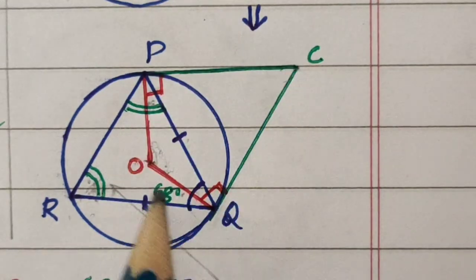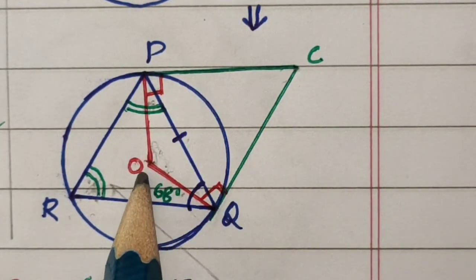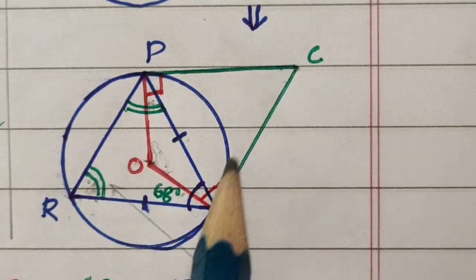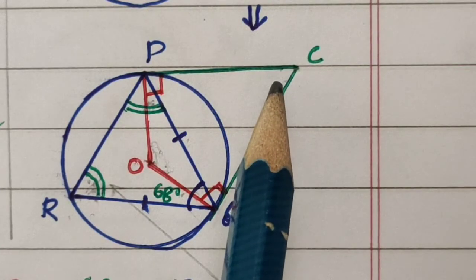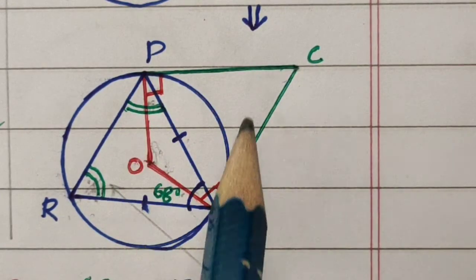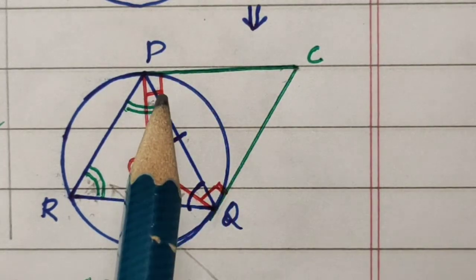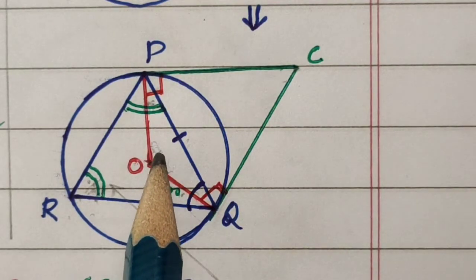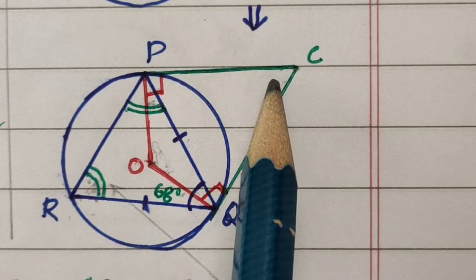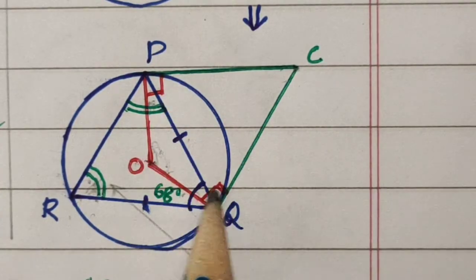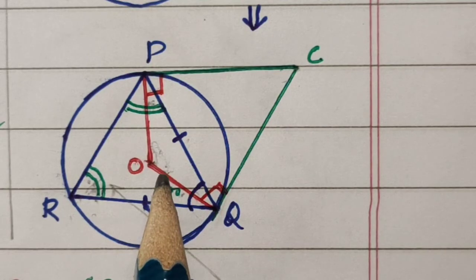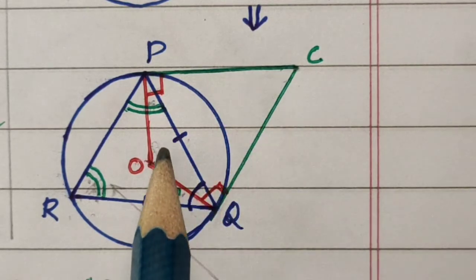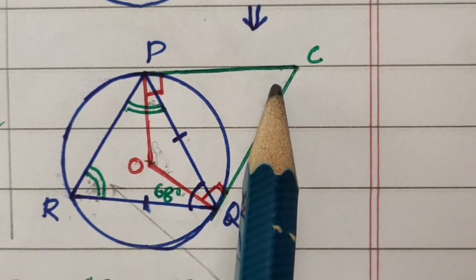What is this? This is a quadrilateral. OPCQO is a quadrilateral. Once we know three angles of a quadrilateral, we can easily find the fourth, because the sum of the interior angles of a quadrilateral is 360 degrees. We know that this is 90 degrees, this is 90 degrees, this is 112 degrees. Therefore, this is equal to 360 minus 90 minus 90 minus 112, which gives 68 degrees. So they asked us to find this angle and this angle, and we found them very easily.